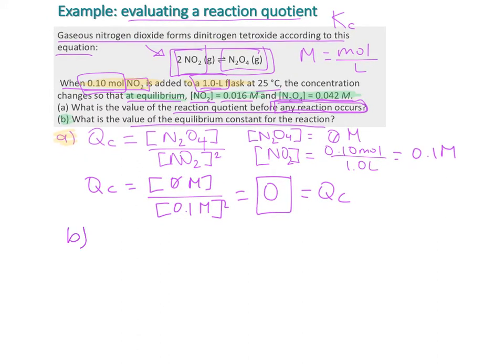Now what about B? In a very similar way, we're going to figure out what we need to plug in. So KC is calculated in the exact same way that we calculated this up here, except it has to do with concentrations at equilibrium. So the overall setup is the same.